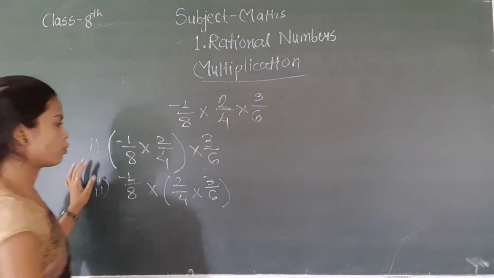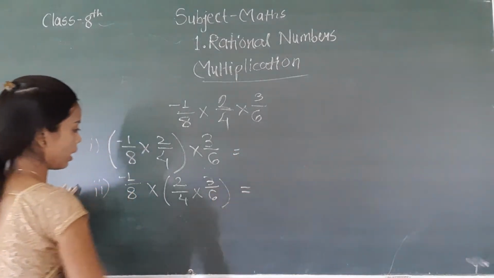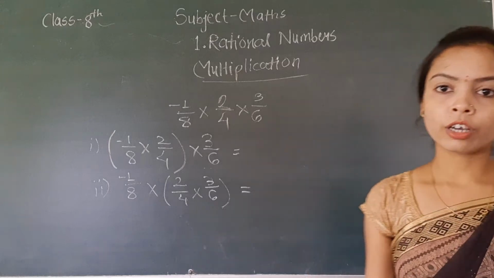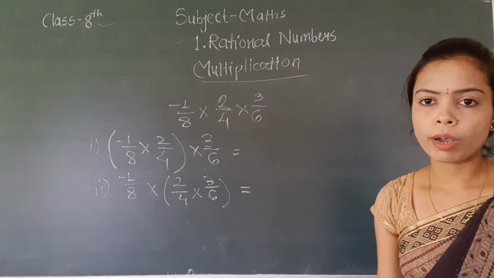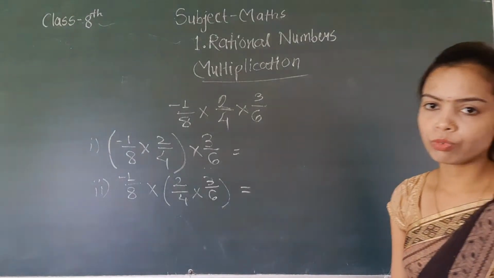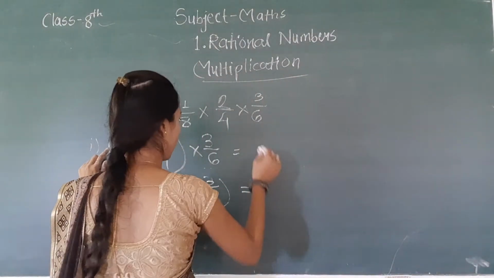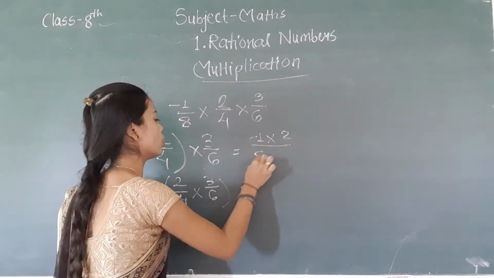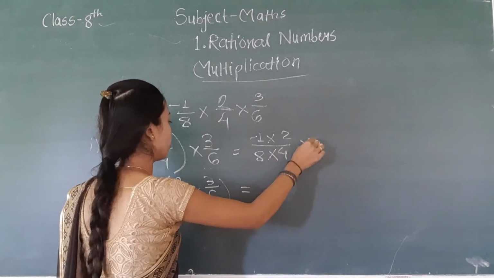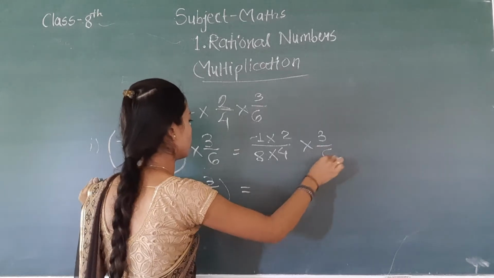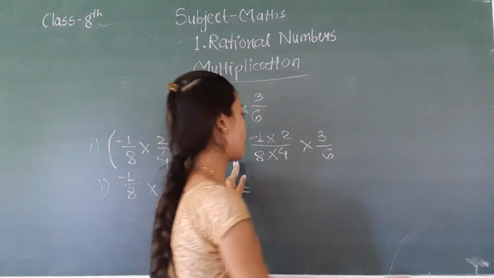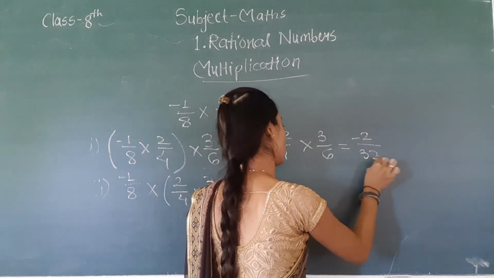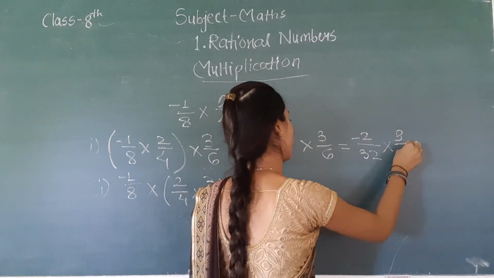Okay. You know that if you have to solve any question, you have to apply the BODMAS rule. So you will solve the bracket first, and according to that your answer is minus 1 into 2 upon 8 into 4, multiplied with 3 upon 6. So your answer is minus 2 upon 32 multiplied with 3 upon 6.